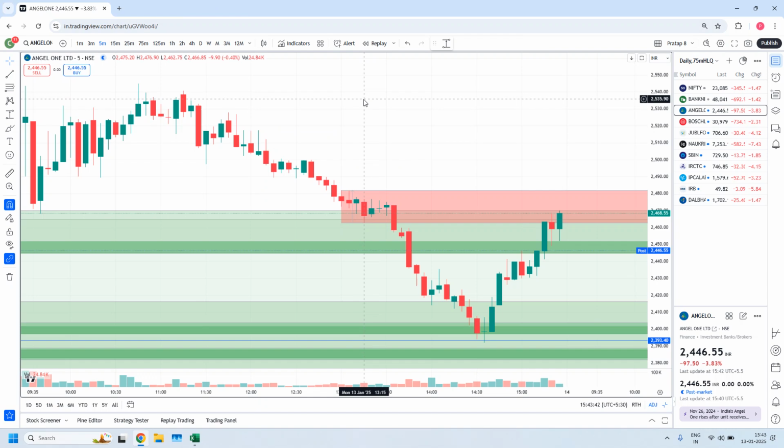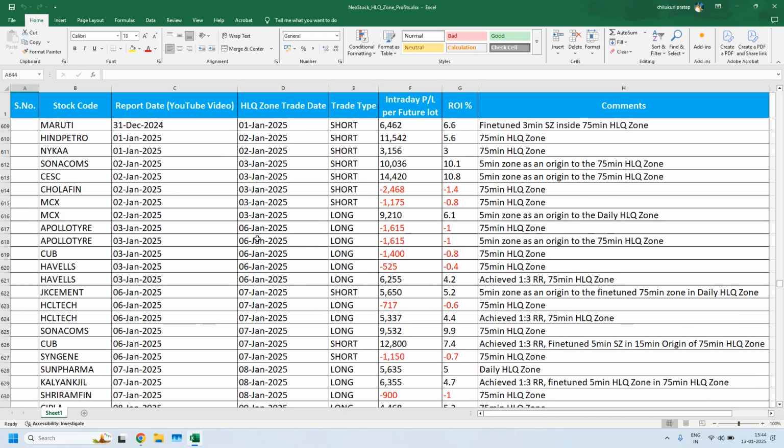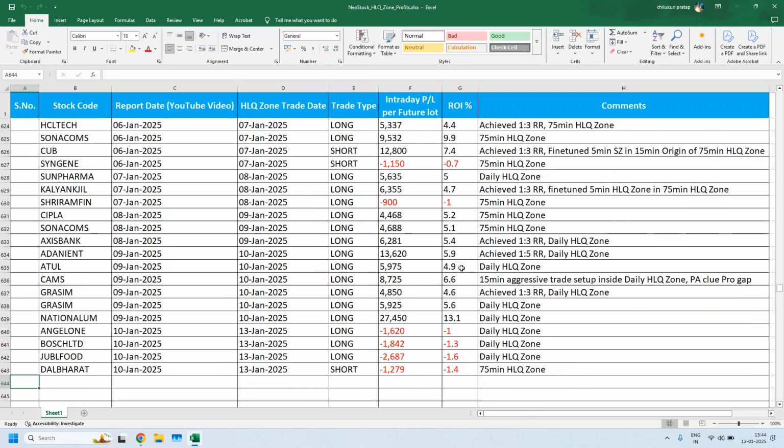But today happens to be another Black Monday. We have seen a Black Monday last week. It seems like January Mondays are terrible. See the bloodbath on Monday. All zones are violated. Last Monday, on 6th January, all zones were stopped out. The same thing happened today also. It's an unlucky day for HLQ zone traders, but we have to accept this.